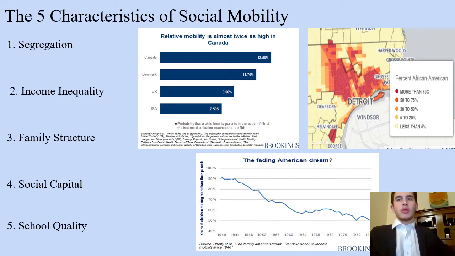Number four, social capital. The metaphor, it takes a village to raise a child, could not be more accurate. Lack of social networks, opportunities, and positive role models can be detrimental to future success. Number five, school quality. Greater expenditure, smaller classes, and higher test scores correlate with more mobility. However, there's clear evidence of a spillover effect from other factors.